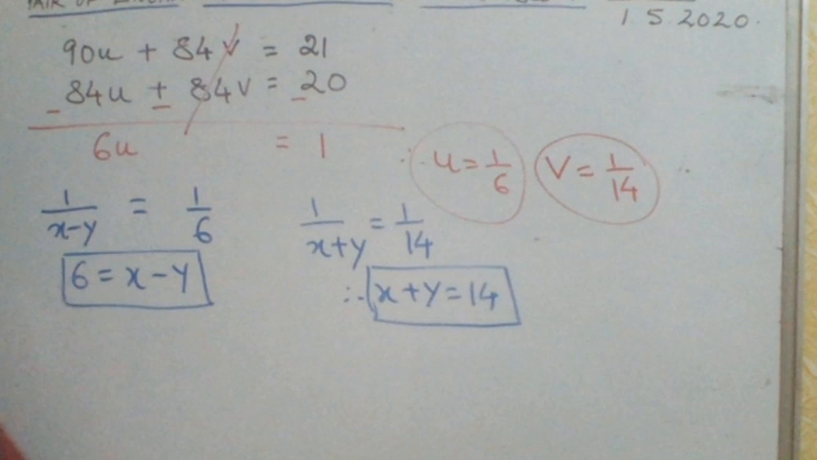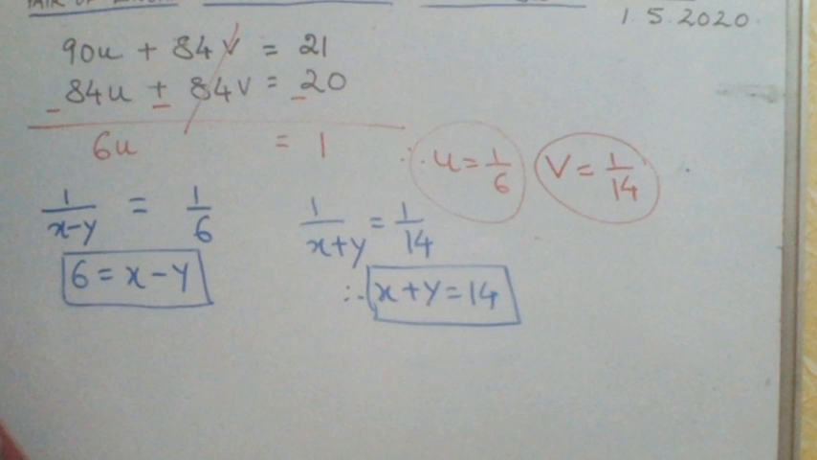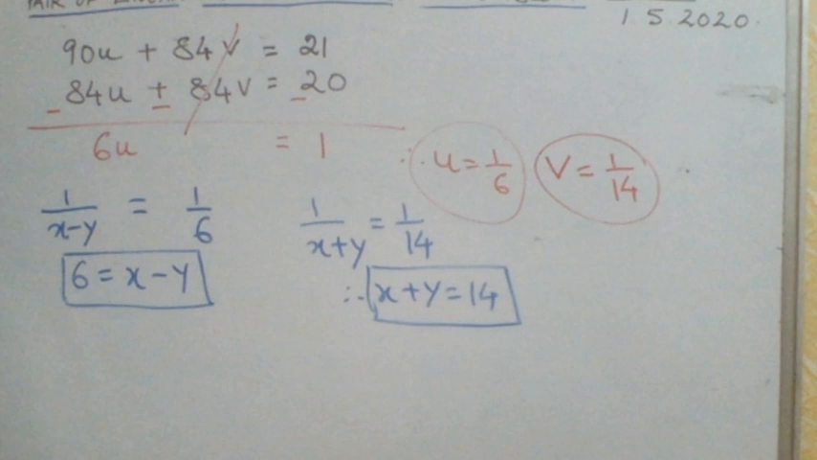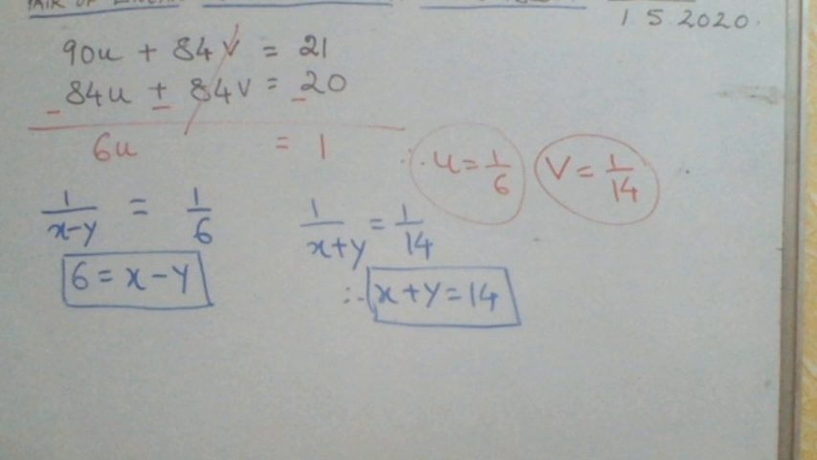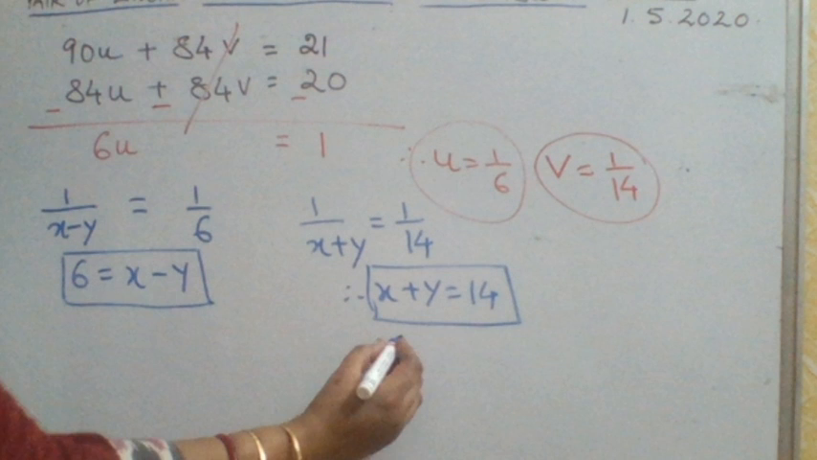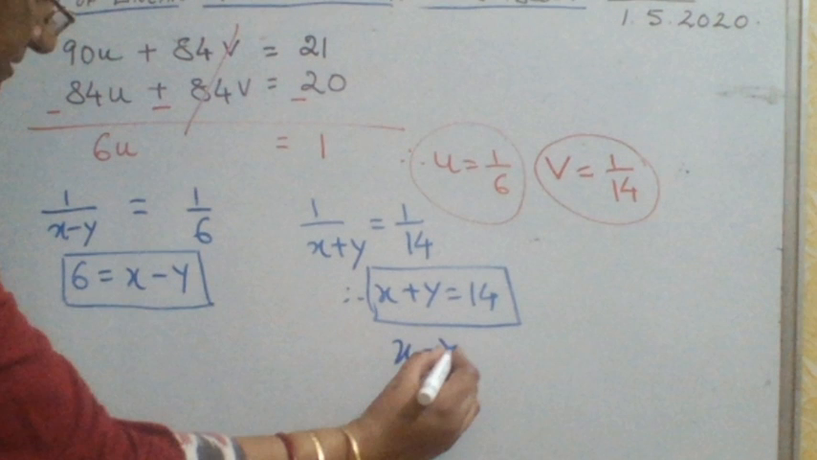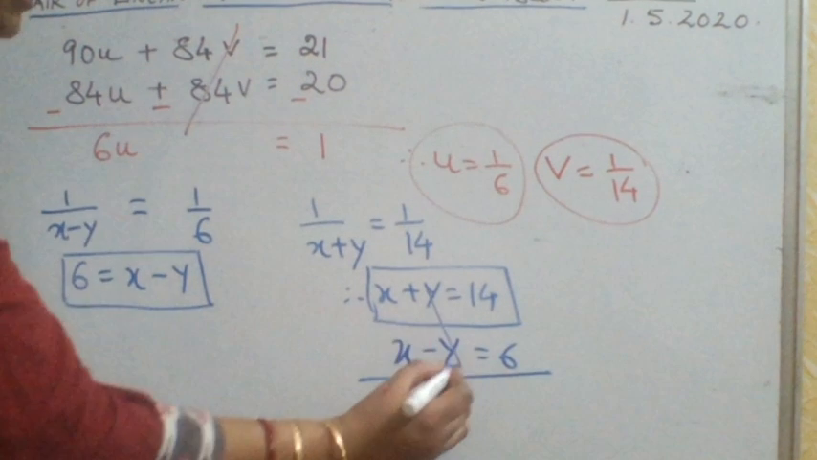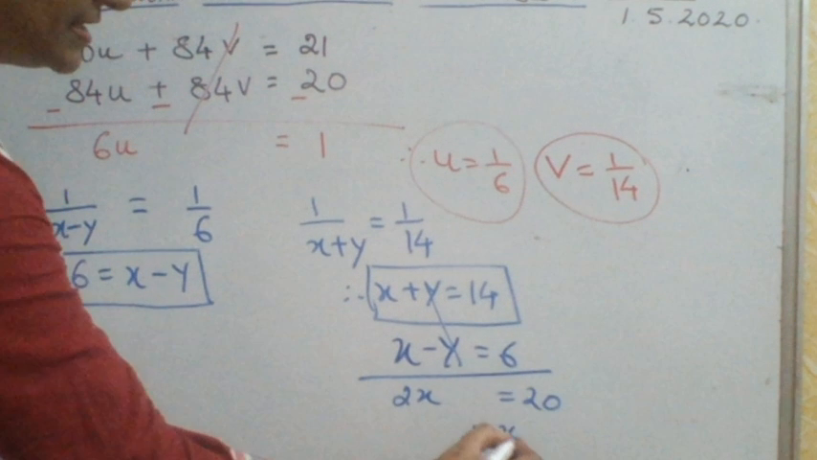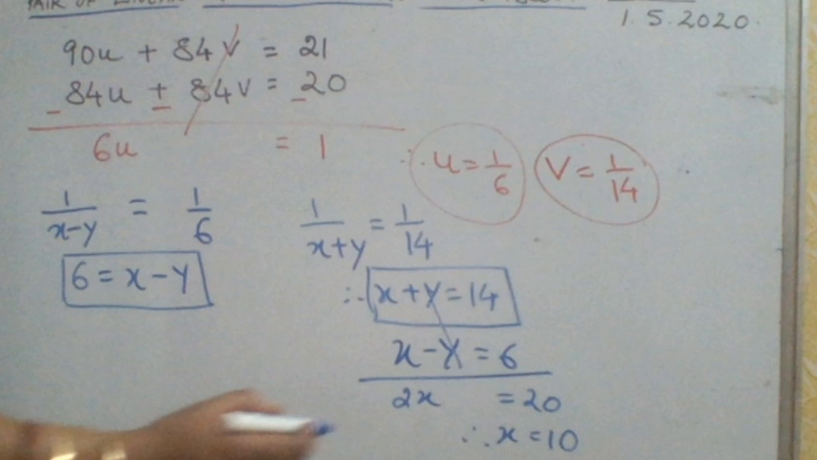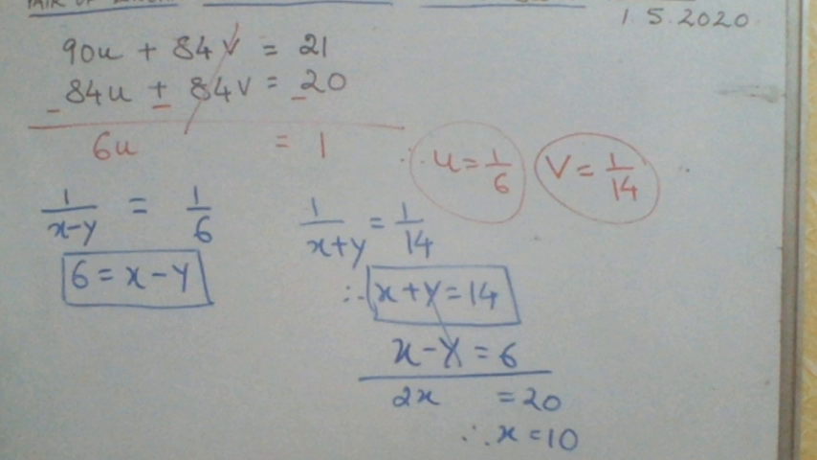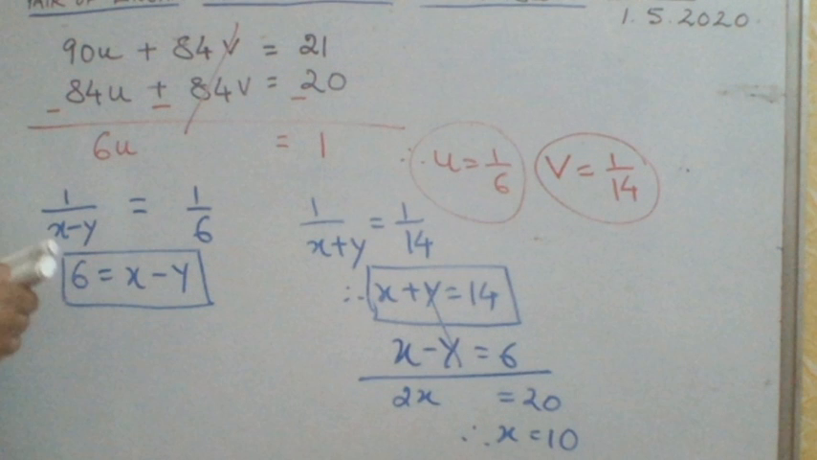Y equal to 4 and x equal to 10. The answer is given: x equal to 10, y equal to 4. Yes. So you can solve it. If you add these two equations, x minus y equal to 6 and x plus y equal to 14, y gets cancelled. 2x is equal to 20, therefore x is equal to 10. If x is equal to 10, then y is equal to 4.